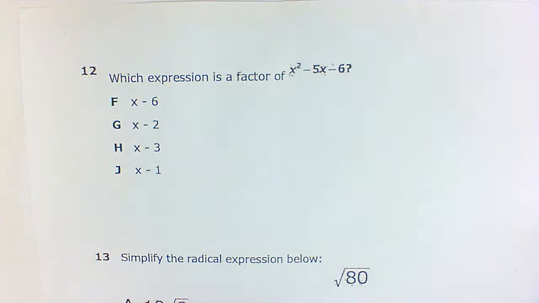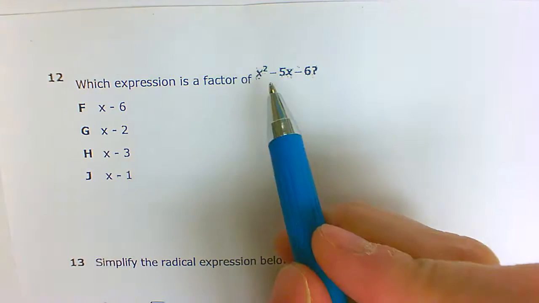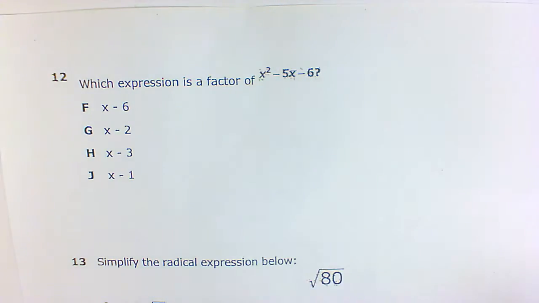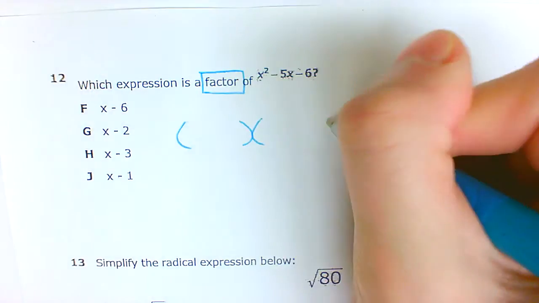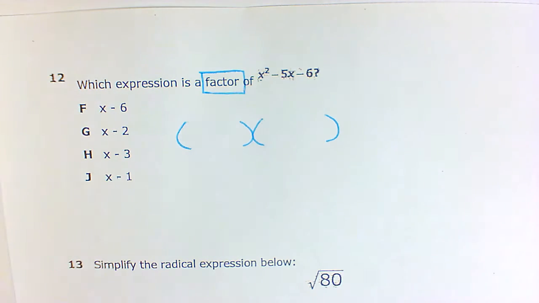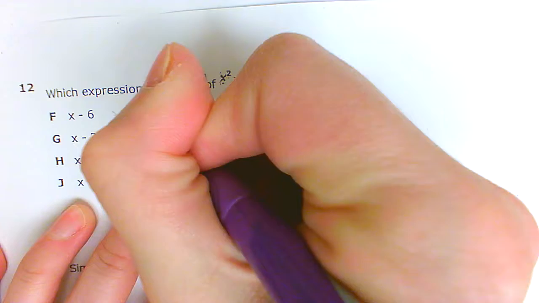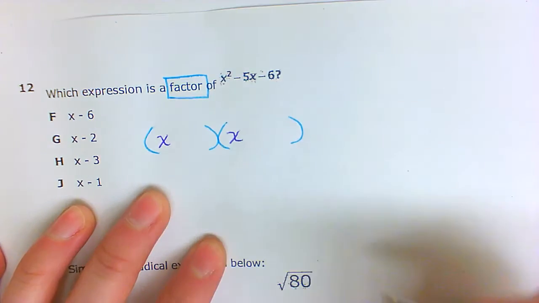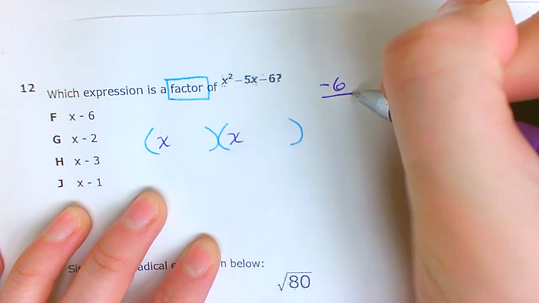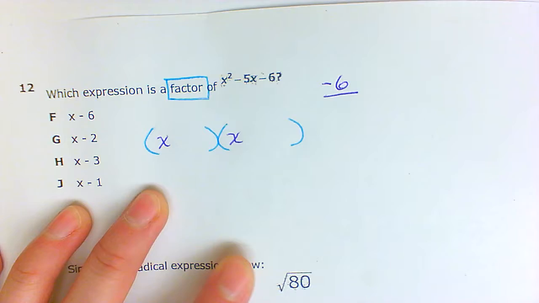All right, number 12. Which expression is a factor of x squared minus 5x minus 6? When you see that word, you need to think about putting this thing into 2 sets of parentheses, so we've got to break it down. Now, whenever there's not a number in front of the x squared, that's when you break it apart into x times x and list the numbers that multiply to give you the last number, so -6.